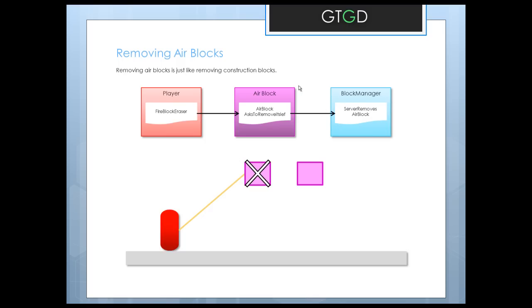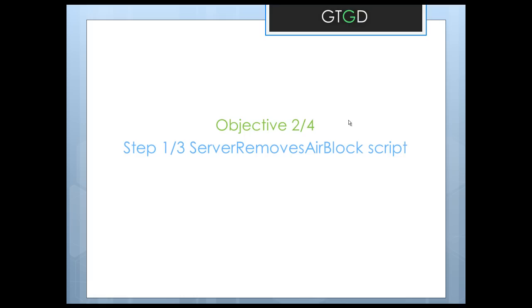This script is only running on the server, and the BlockEraser would send an RPC to the script on the server to tell it that it was hit. On the server it'll tell the ServerRemovesAirBlock script that it needs to get removed, and it's this one that'll then delete it across the network. Okay, so our very first step will be to quickly go over the ServerRemovesAirBlock script.